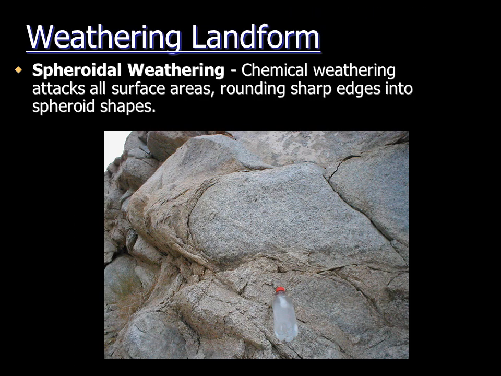Alright, so now we're going to talk about chemical weathering landforms. The first one is spheroidal weathering. It's where chemical weathering attacks all surface areas and rounds sharp areas into spheroidal shapes. So here's an example. This is granite, and this used to be underground, but because a road got built right here, this underground granite got exposed so we could take a look at it. There's a water bottle for scale.